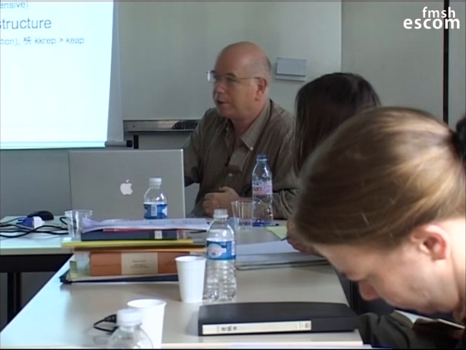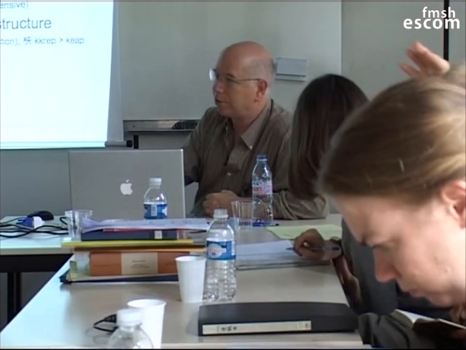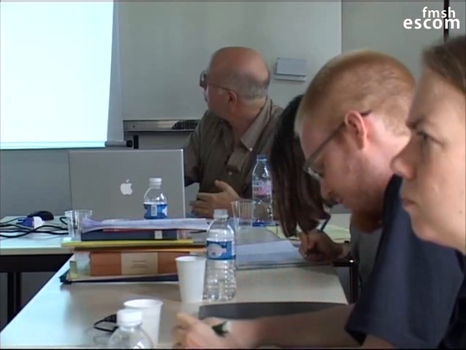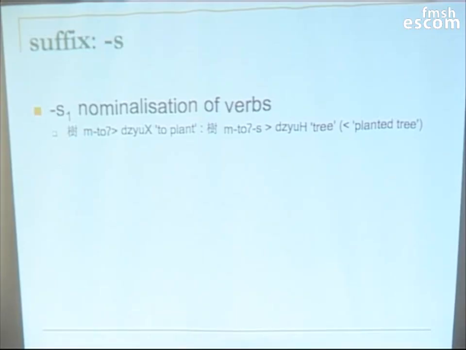Any questions on this? So let's move on to the S suffix. The S suffix did a lot of things, and we only understand a few of these things. One of them is nominalization of verbs. For instance, mto means to plant, like to plant trees. And shu is the old Chinese name for planted trees, while mu is the name of natural trees. At least I think it should be that way. So mto's tree is an S-derived form of mto, to plant.